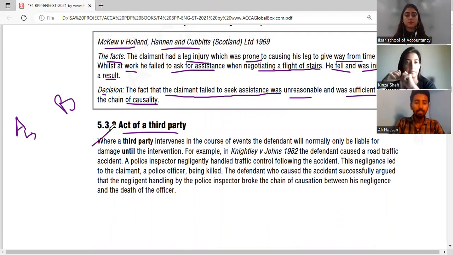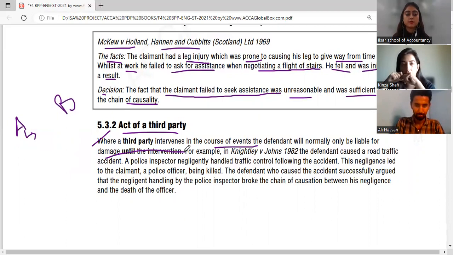Where a third party intervenes in the course of events, the defendant will normally only be liable for the damage until the point of intervention. For example, Knightley versus Johns, 1982. They didn't handle the traffic control following the accident. The negligence led to the claimant, a police officer, being killed. The defendant who caused the accident successfully argued that the negligent handling by the police inspector broke the chain of causation between his negligence and the death of the officer.